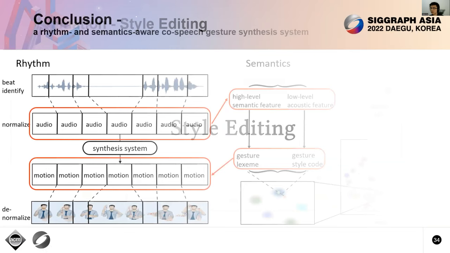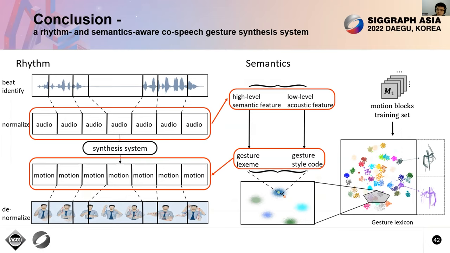So as a conclusion, in this work we present a rhythmic and semantic aware co-speech gesture synthesis system. We explicitly disentangle the rhythm part and the semantic part, and also disentangle the high-level and low-level features of audio and the corresponding features of the motions. By explicitly building a connection between these correspondences, we can create a very nice audio output.